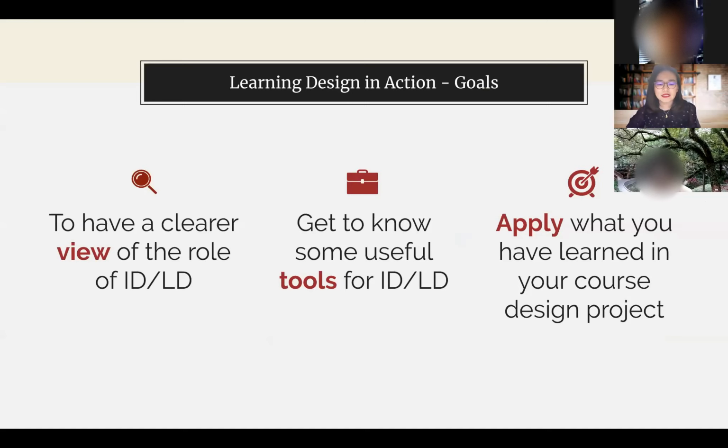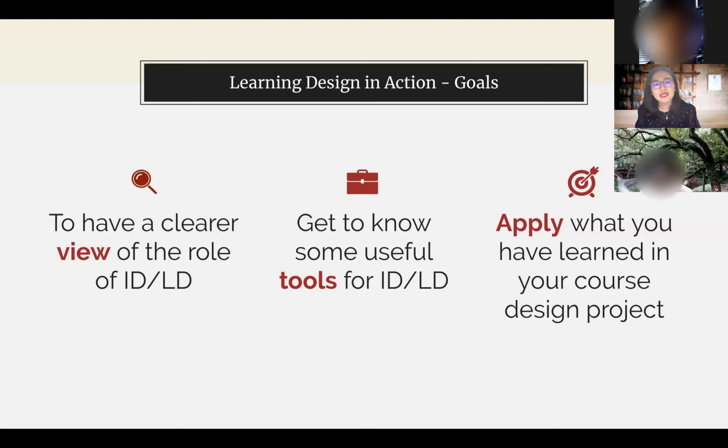I know in many cases people use these 2 words interchangeably, and in many situations they do very similar kinds of scope of work. I hope to bring you a more realistic view of what this job really encompasses, and also to show some tools that are useful for learning designers and instructional designers. A caveat is that I'm not saying tools are absolutely necessary for you to do learning design. Most of the time it's really how you make use of the tools to achieve the goal you want in your design.